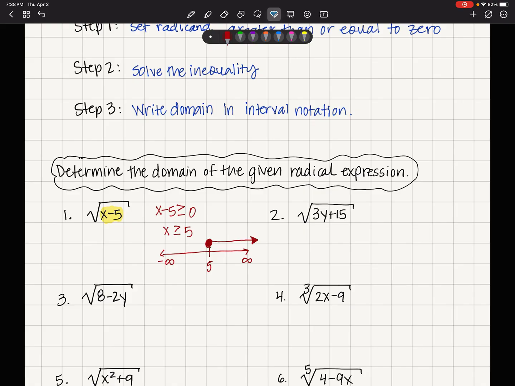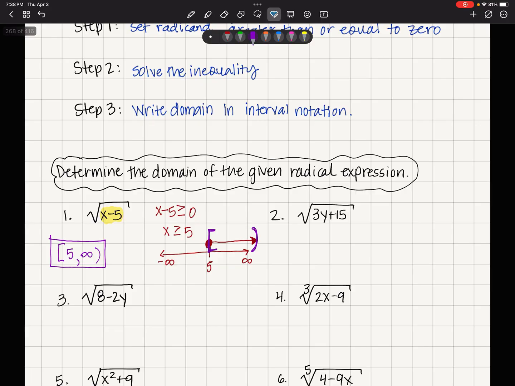So as an interval, that closed dot is a bracket. And then, of course, infinity is always going to be parentheses. So we will have a bracket, 5, comma, infinity. And that means include 5, and any number from 5 towards infinity will work. Okay, let's try another one, number 2.